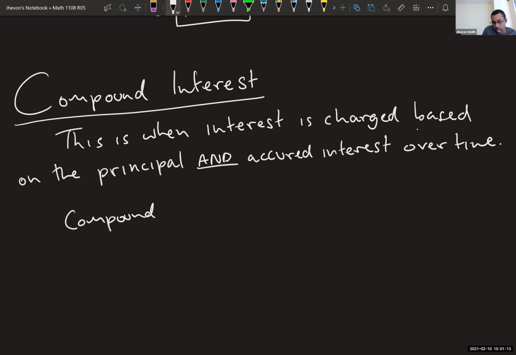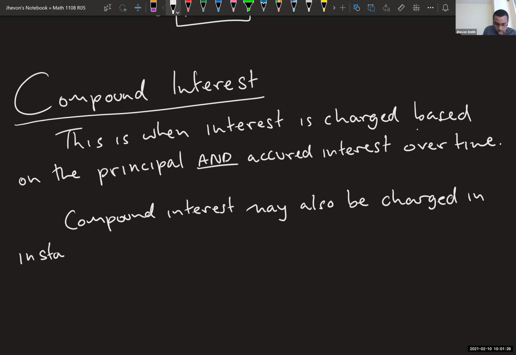Compound interest may also be charged in installments, several times over a year.